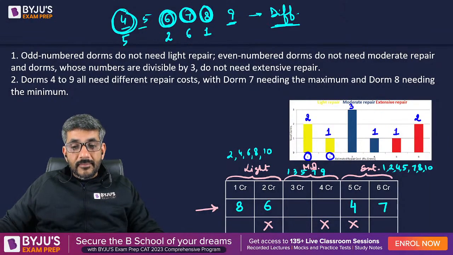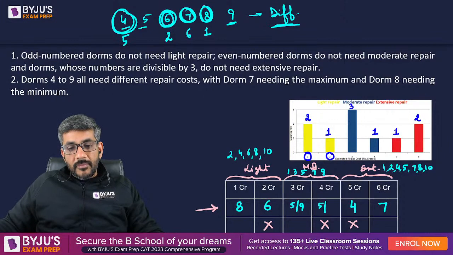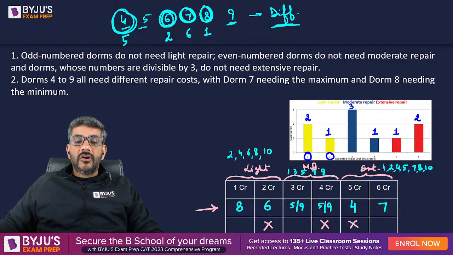I'm sure you are getting my point here as well. Is this making sense to you? Now we are left with 5 and 9. One of 5 or 9 would be here. The other one would be here.